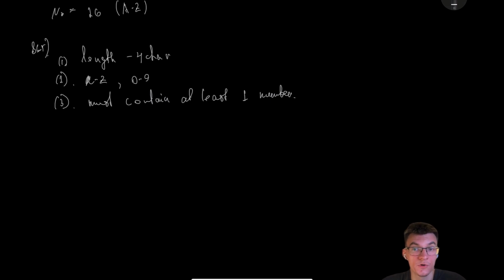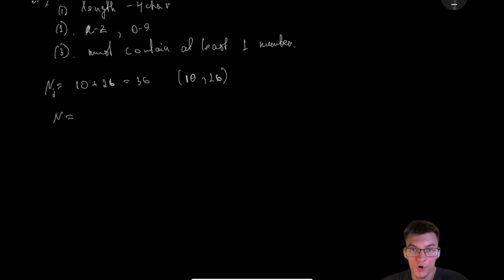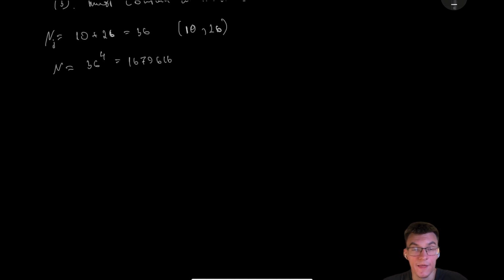First, we need to find the total possible passwords without any restrictions, as we did in our last exercise. For this, we just need to find how many characters each position can take. Each position can take 10 plus 26 choices, which equals 36 outcomes, because we have 10 possible digits and 26 possible letters. We have 4 such positions, so it will be 36 to the power of 4, which equals 1,679,616 possible combinations.